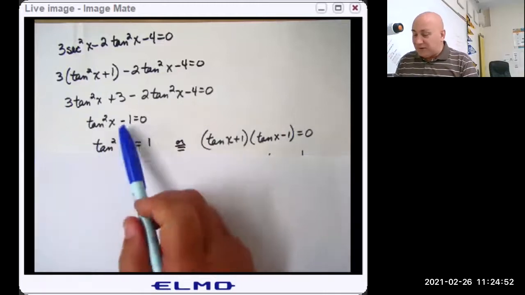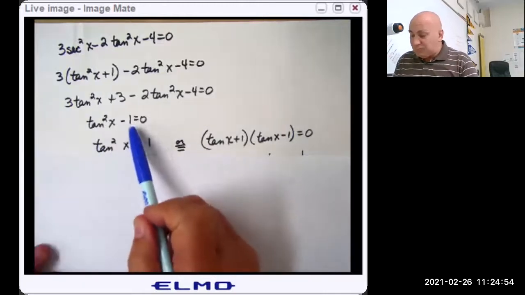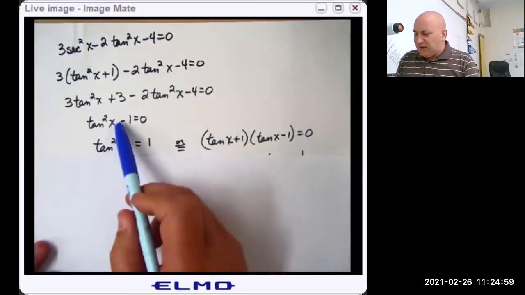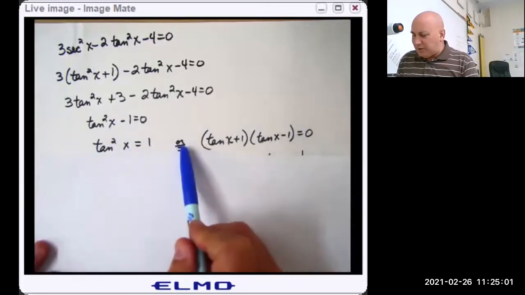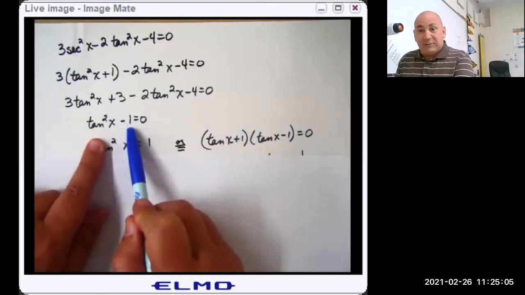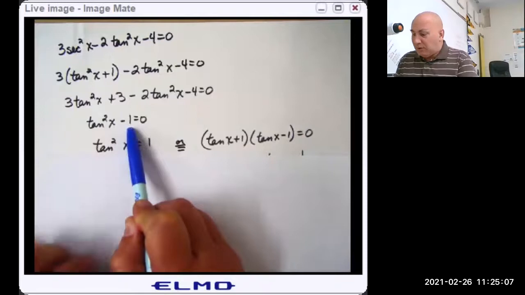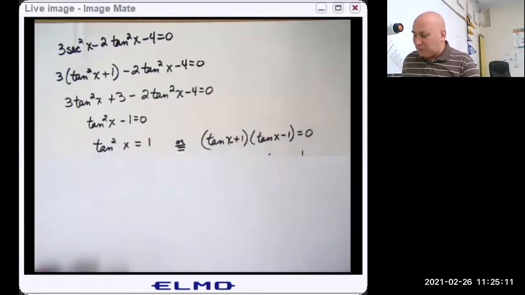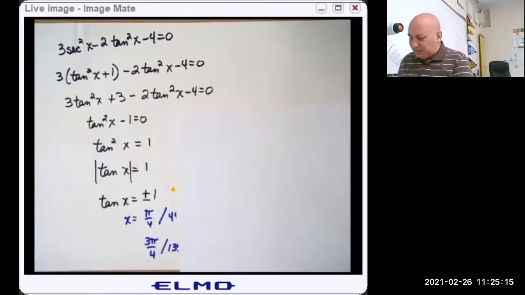Now, I'm going to show you a couple of ways you could do this. You could say tangent squared x equals 1, or you can factor this, because this is a squared minus a b squared, that's 1 squared. So you can factor that to tangent x plus 1 times tangent x minus 1 equals 0. We're just going to do it this way first.